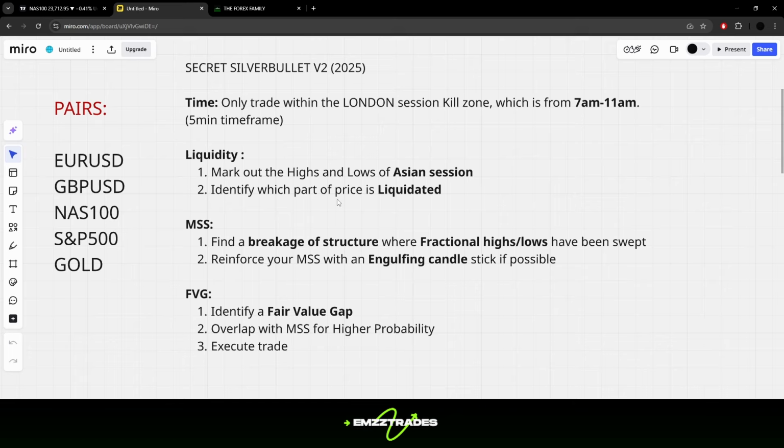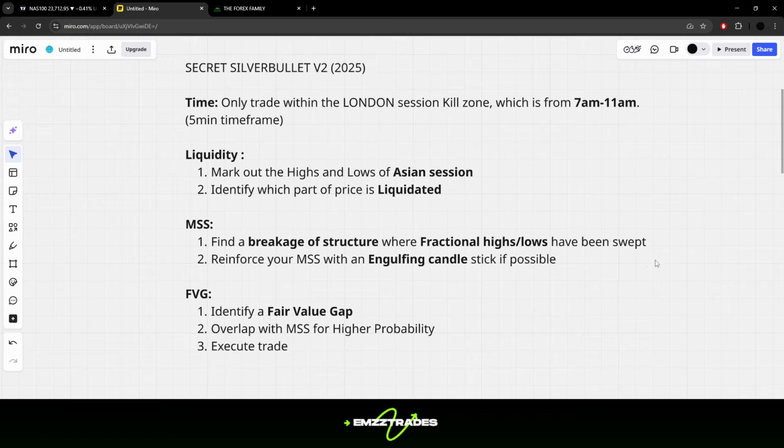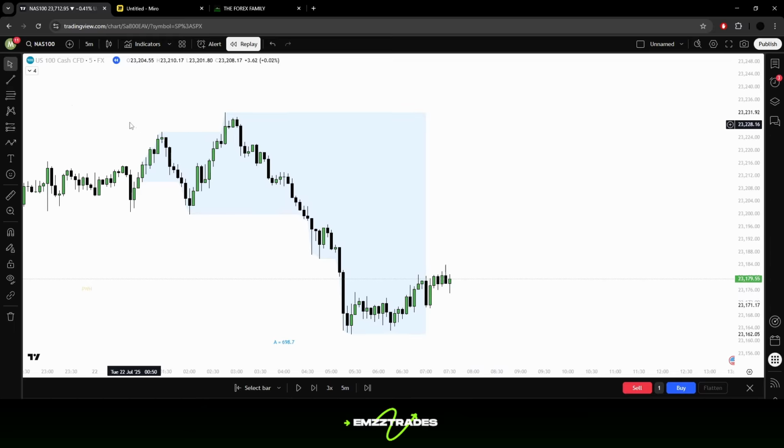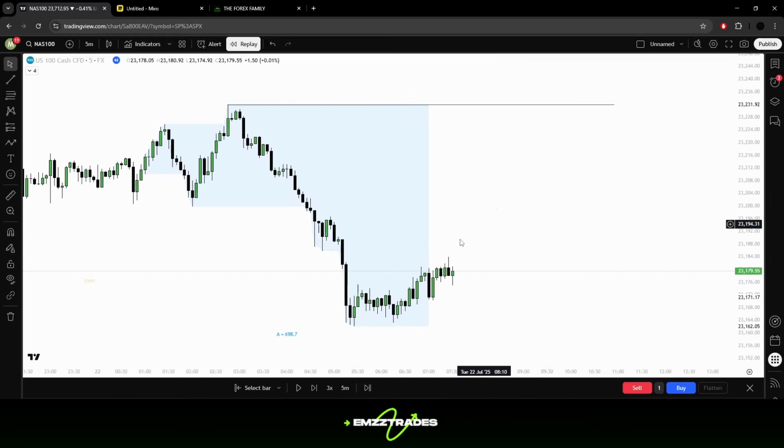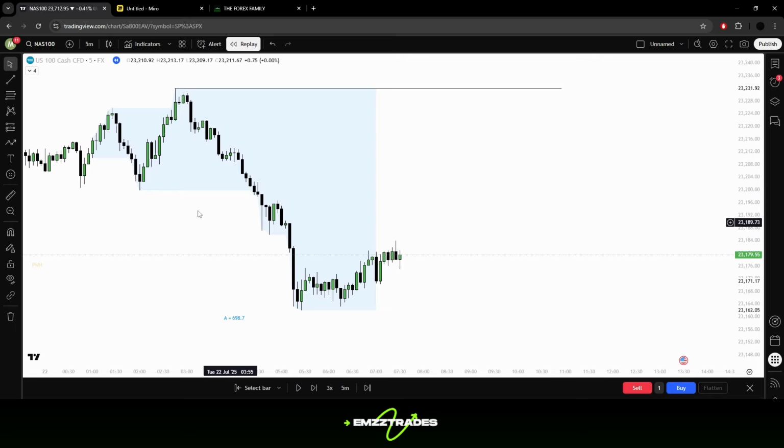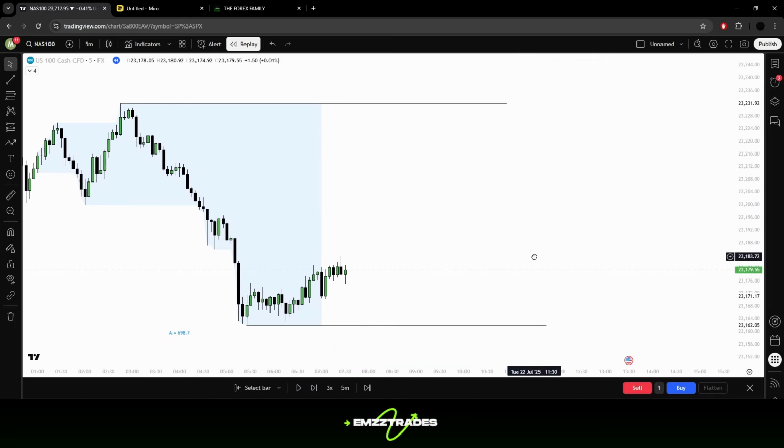What we need to do now is actually mark out the highs and the lows of Asian session, right? So as you can see, we need to mark out the highs and the lows of Asian session, and then we can identify which part of price gets liquidated first. So this means you need to actually mark out your highest point, and as you can see, the highlighted area is Asian session because of this indicator that I actually use. So you're going to be marking out the highs and you're going to be marking out the lows.